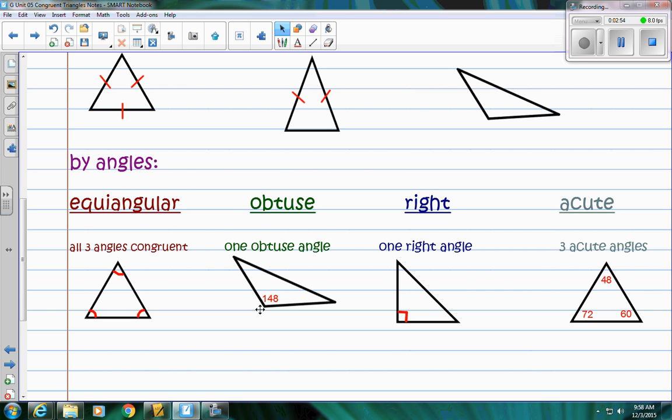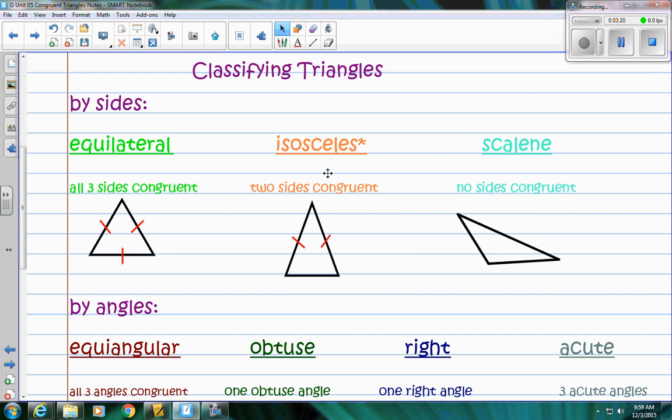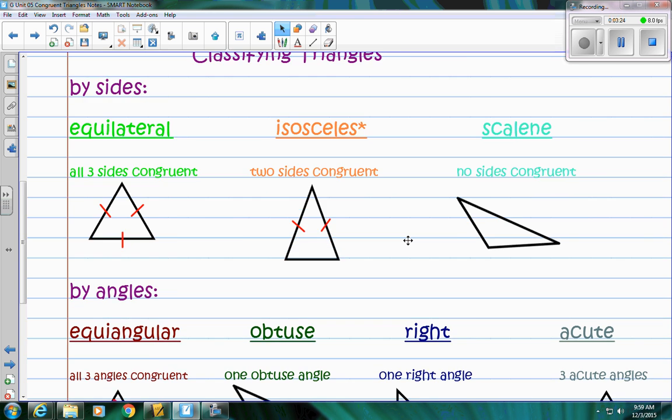An obtuse triangle is a triangle that has one obtuse angle. Can't have more than one obtuse angle or else it won't make a triangle. And a right triangle is a triangle that has one right angle. And an acute triangle is a triangle that has three acute angles, or three angles smaller than 90 degrees. So there's an asterisk if you notice up here on isosceles, because we're going to talk a little bit more about isosceles triangles in this unit.